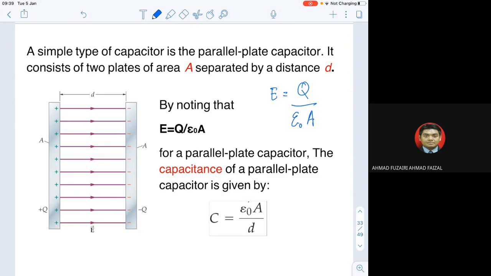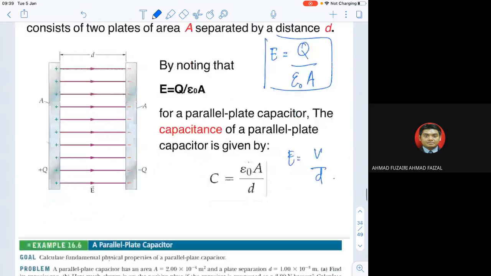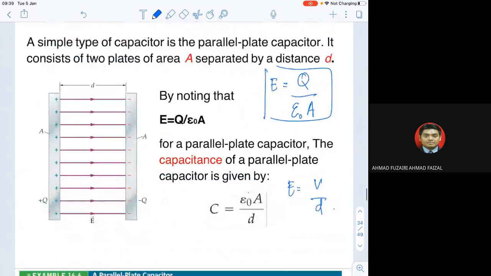So this happens when we have this equation and we try to bring out E equals V over D. What is V? According to the capacitor, C equals Q per V, so V equals Q over C. We take out C, bring out V, and then afterwards you can have E equals epsilon naught A over D.